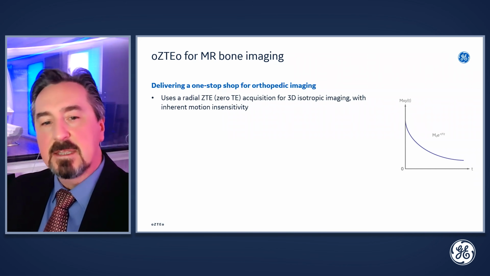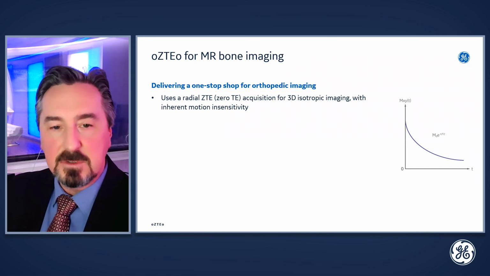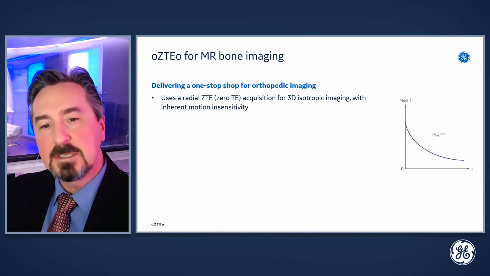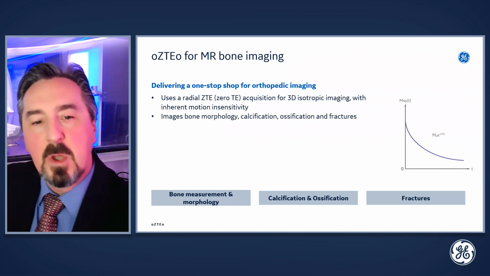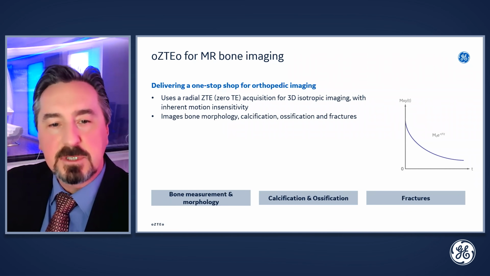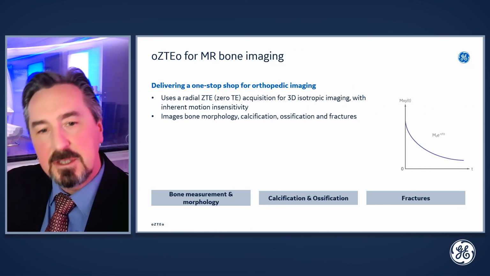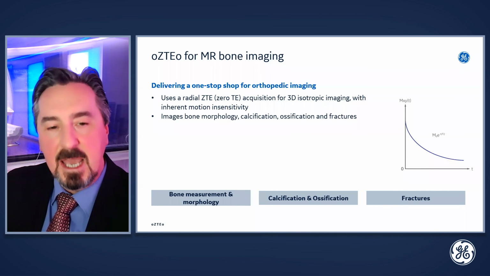To circumvent this historical limitation, oZTEo uses a radial zero-TE technique, thus the name. In fact, it is based on the same sequence as our industry-first silent scan. With this technique, as you will see, we have a new contrast to explore in which images can be made of bone morphology and other related things such as calcification, ossification, and fractures.